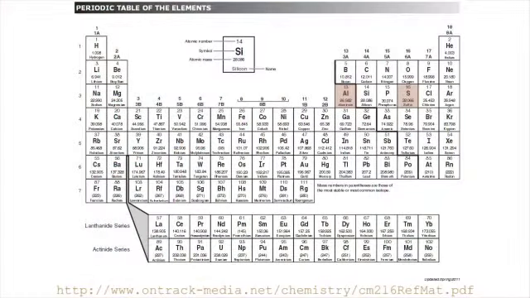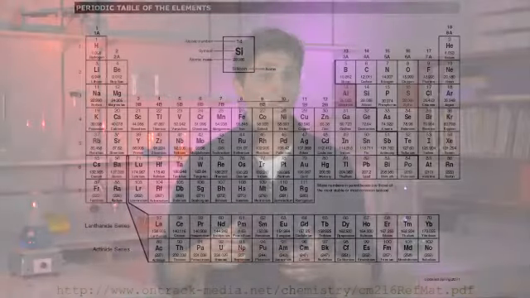Aluminum and sulfur, when combined, will form aluminum sulfide. Aluminum is in group 13. It's a metal, and it will be the cation in our ionic compound. Sulfur is in group 16. It's a nonmetal. Sulfur will gain electrons, and aluminum will lose electrons.